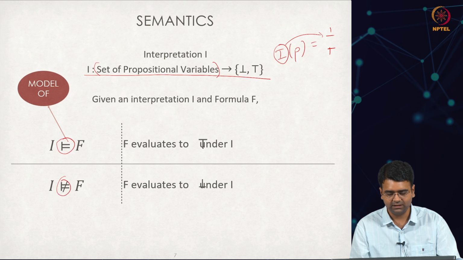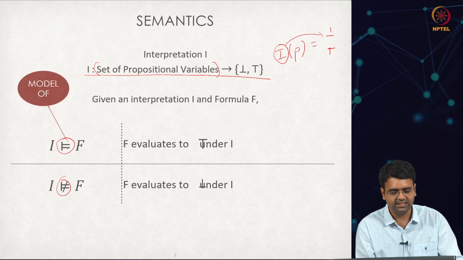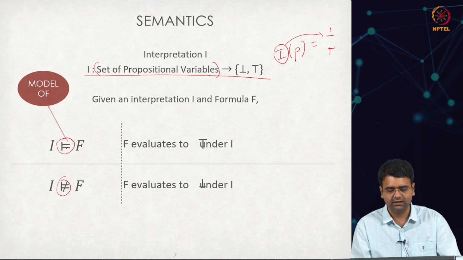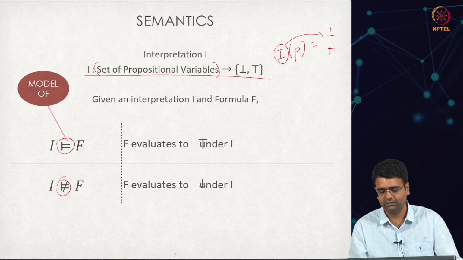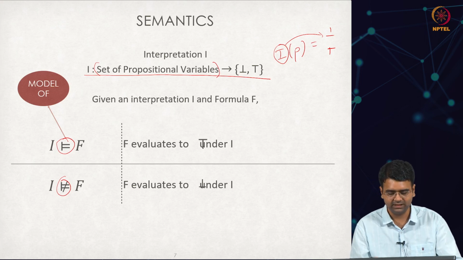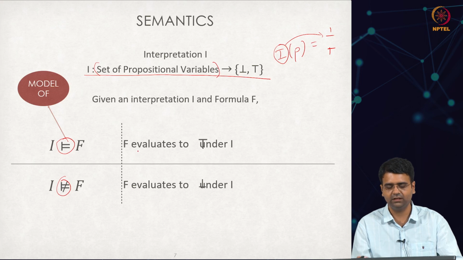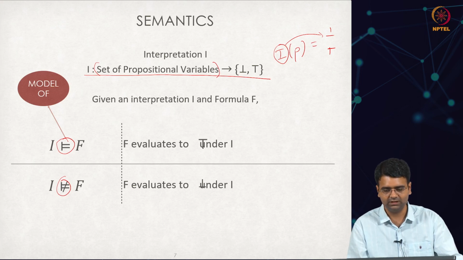Which means that if we say that I is a model of F, then the formula F is going to evaluate to the truth value true under the interpretation I. Similarly, if the formula F evaluates to false under I, then we are going to say that I is not a model of F. Now we have not yet defined how to evaluate a formula under an interpretation. So let's do that now.